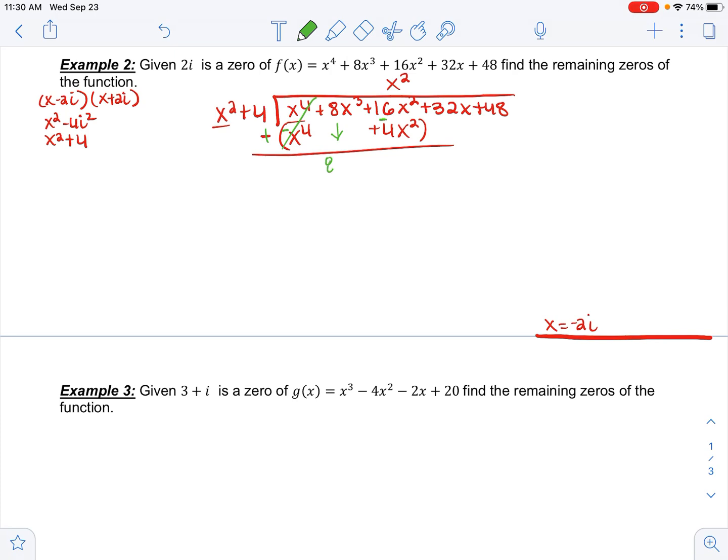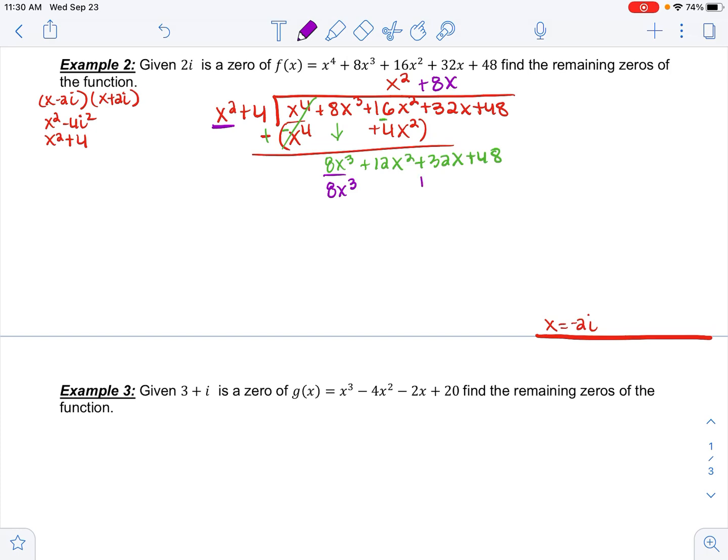I don't like subtraction, so I change it to addition. Gone. This I'm going to bring down. That's 8x cubed, plus 12x squared plus 32x plus 48. All right, so you're starting over. What do I multiply this by to get this? 8x.